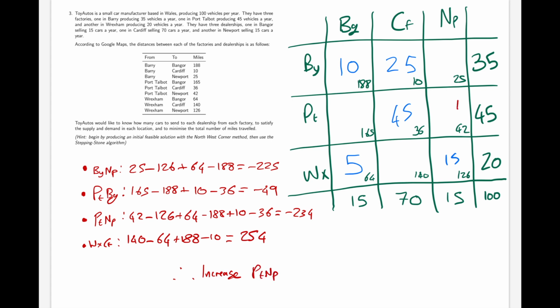Well, we can increase Port Talbot-Newport by decreasing Newport-Wrexham, increasing Wrexham-Bangor, decreasing Barry-Bangor, increasing Barry-Cardiff, and decreasing Port Talbot-Cardiff. We are constrained by our decreases, so our biggest decrease is this 10. So we increase Port Talbot-Newport by 10.